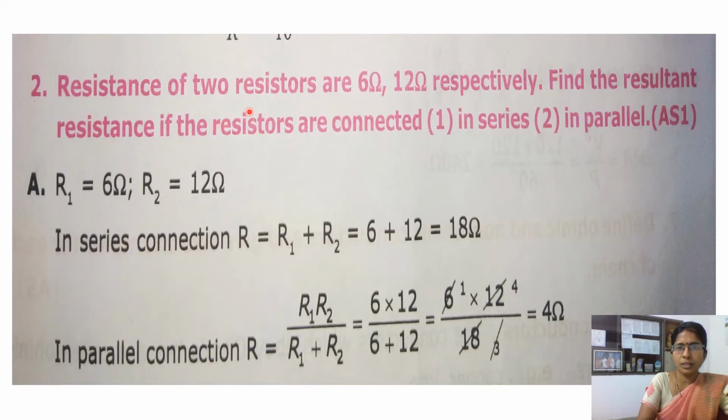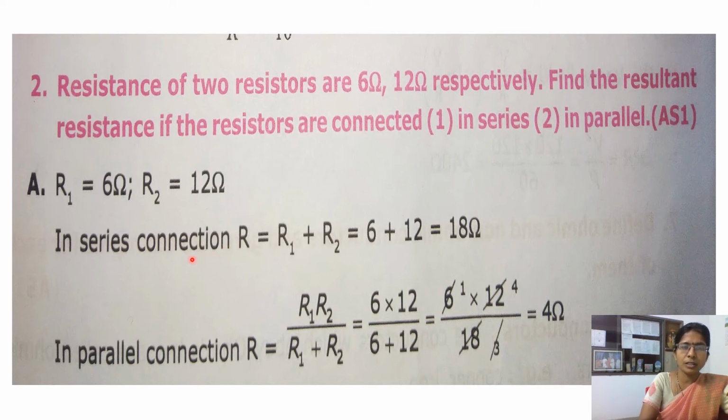I read out the question. Resistance of two resistors are 6 ohms and 12 ohms respectively. Find the resultant resistance if the resistors are connected in series and also in parallel. So here the given data is two resistors are given and the resistance of them is one is 6 ohms and the other one is 12 ohms. Now you have to find the equivalent resistance of them when they are connected in series and also in parallel combination. Let's see in series.